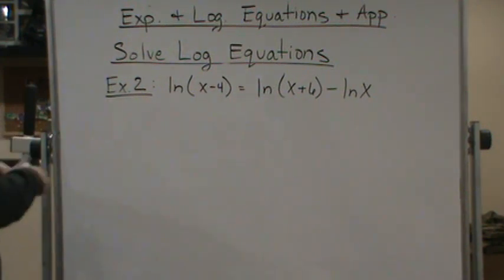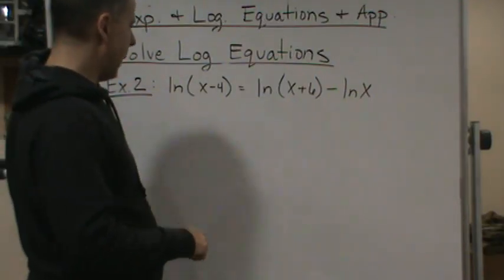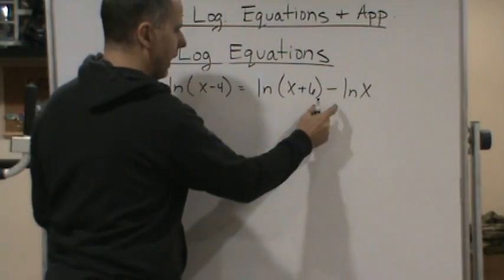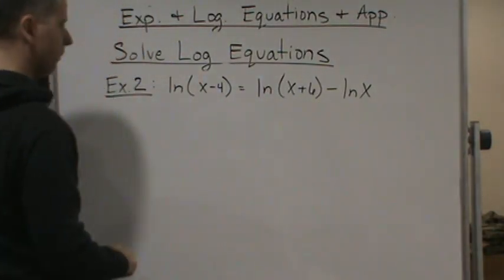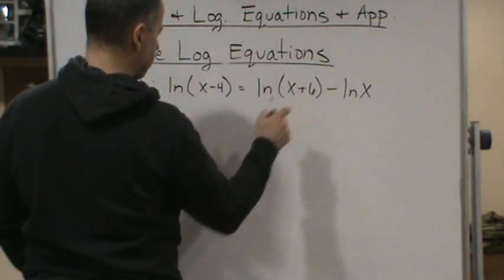All right, here's another example. So notice here that we've got a couple logs over here. So what I'm going to do is combine these logs first before I use the equivalence property. I can't do it with the subtraction here.